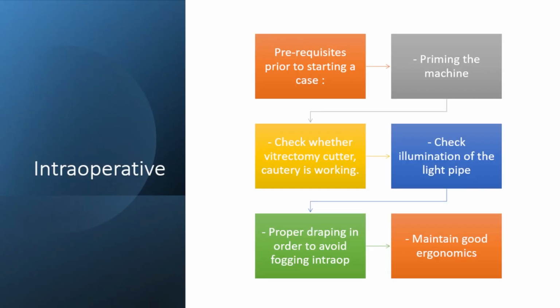So there are certain prerequisites prior to starting a case. First comes priming the machine, then check whether the vitrectomy cutter is working and the cautery is working or not, check whether the illumination of the light pipe is adequate, and then do proper draping in order to avoid fogging intraoperatively and maintain good ergonomics.